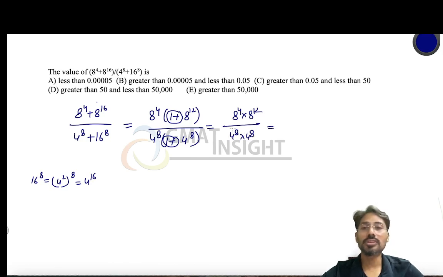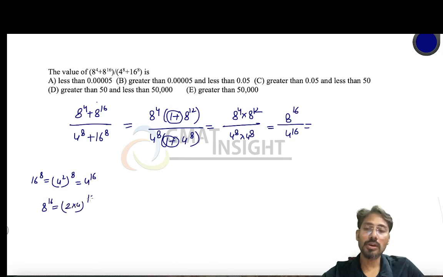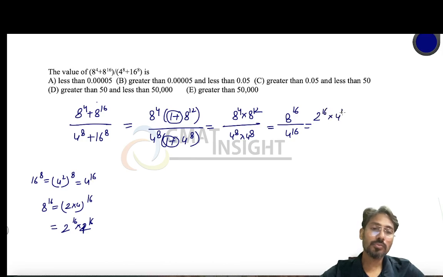That means the numerator is 8 to the power 16, and the denominator is 4 to the power 16. We also know that 8 to the power 16 can be written as (2 into 4) whole to the power 16, which is 2 to the power 16 times 4 to the power 16. So that's what I'm going to write: 2 to the power 16 times 4 to the power 16 divided by 4 to the power 16. I hope you understand why I wrote it this way, because I can cancel out this part. Finally I'm left with 2 to the power 16.